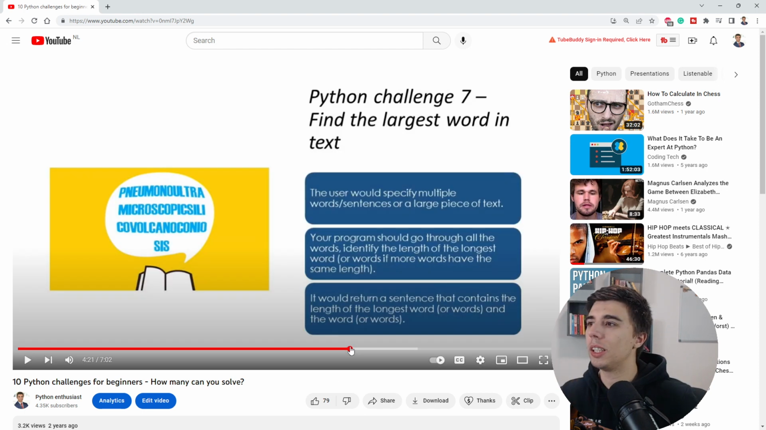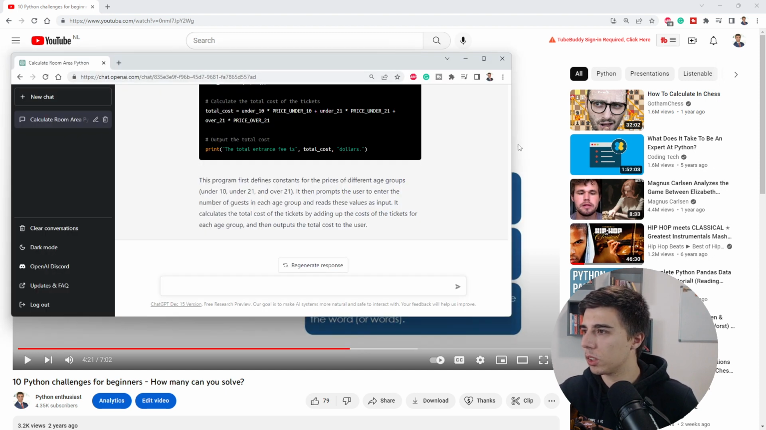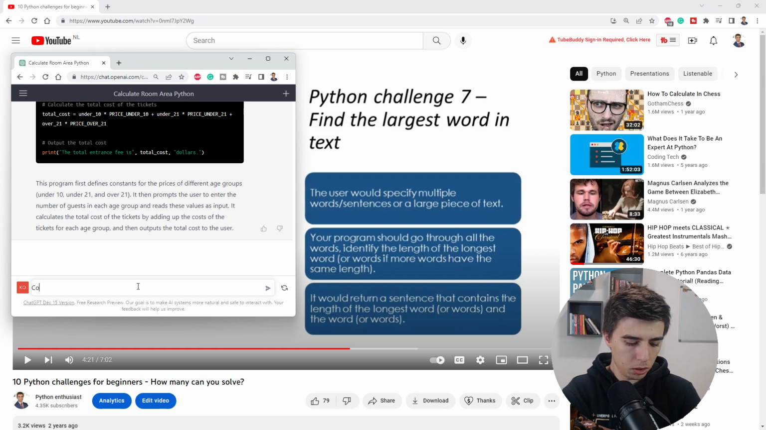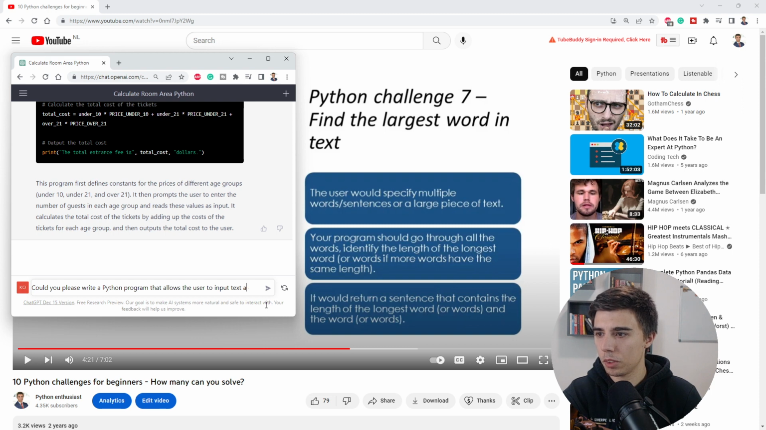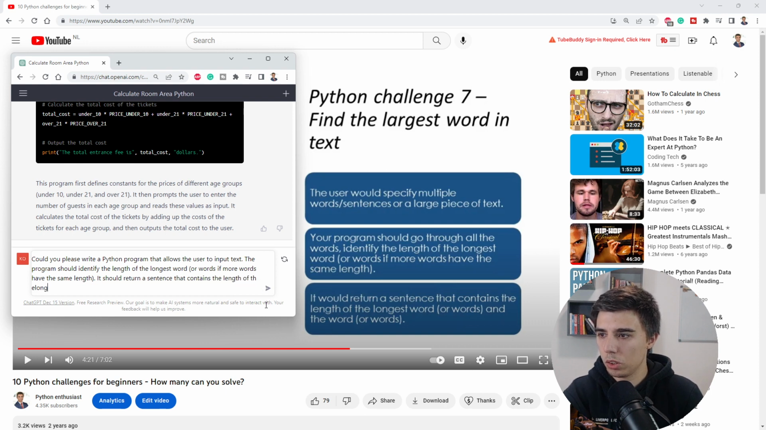Number 7, find the largest word in a text. All right, give it a try. Number 7. Could you please write a Python program that allows the user to input text, and the program should identify the length of the longest word or words if more words have the same length, and it is a separate sentence. It should return a sentence that contains the length of the longest word or words and the word or words.